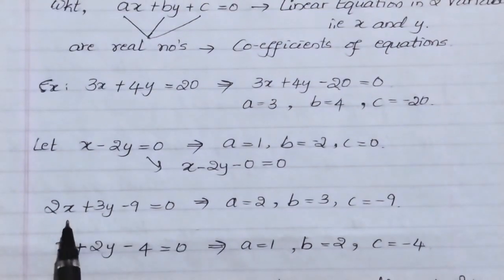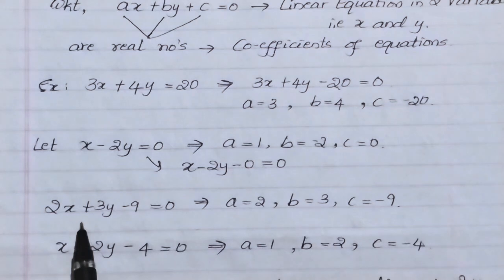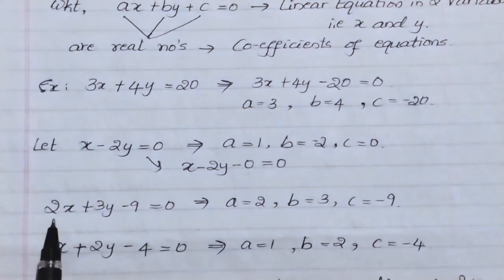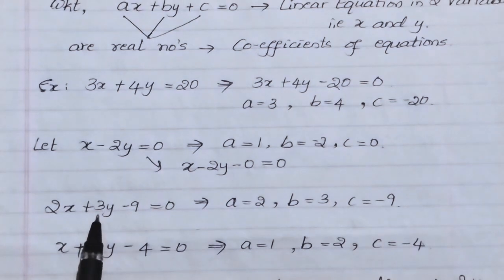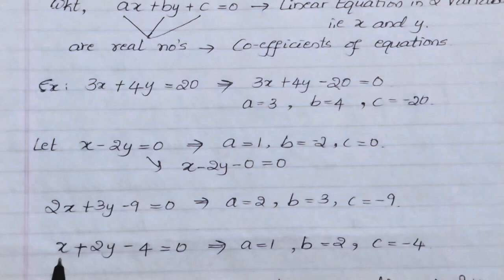Let us take 2x plus 3y minus 9 is equal to 0. By looking at this equation, on comparing with the representation, I can find the value of a as 2, b value as 3, c value as minus 9, right? And one more equation, x plus 2y minus 4 is equal to 0. Here a value is again 1, if nothing is there, 1 will be present. So a is equal to 1, b value is 2, c value is minus 4.